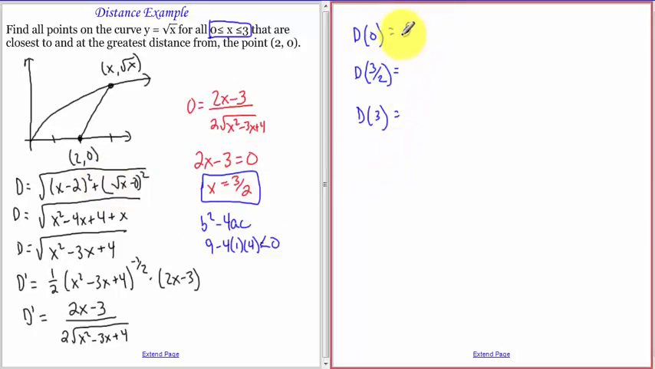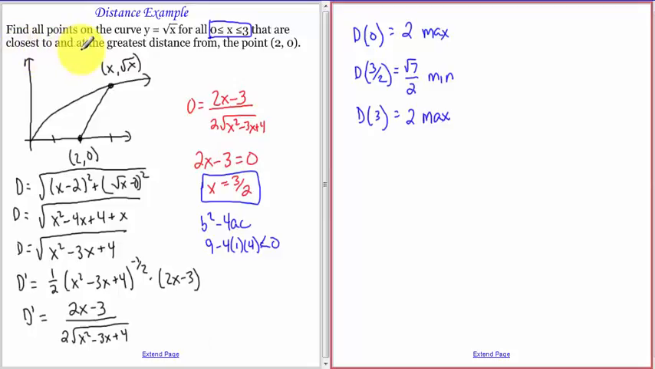When plugging those in, we get a 2 there. We get root 7 over 2, and when we plug in 3, we get a 2. So 2 is definitely bigger than root 7 over 2, so this is a max, and this is a min. So again, make sure you're answering your question.